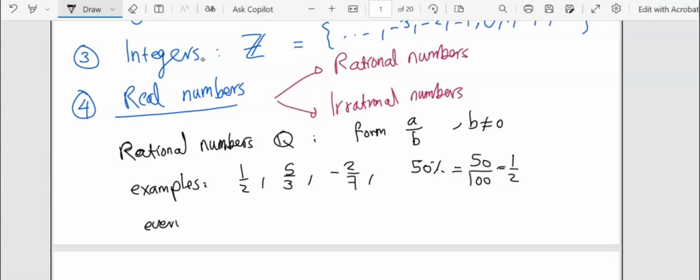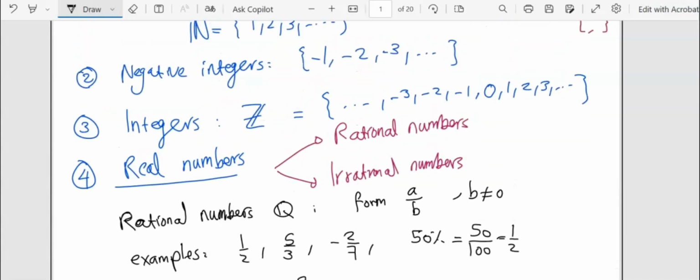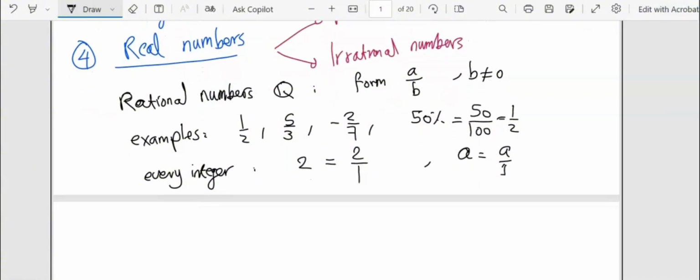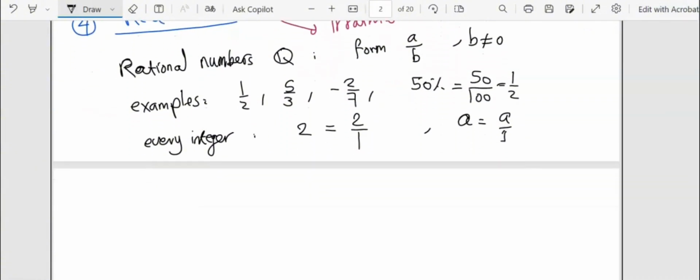Also, the set of rational numbers contains the integers, because every integer, for example 2, which is in the set of integers, I could write as 2 over 1, because 2 over 1 is 2. So every integer, whatever it is, a, could be written as a over 1. So the rationals also contain the set of integers, positive or negative. Also, I could write this a over b, 2 over 3 for example, in decimal form, and this half could be 0.5.